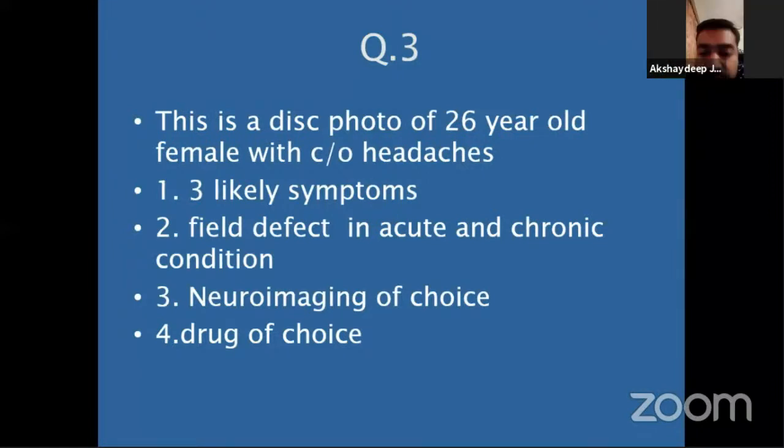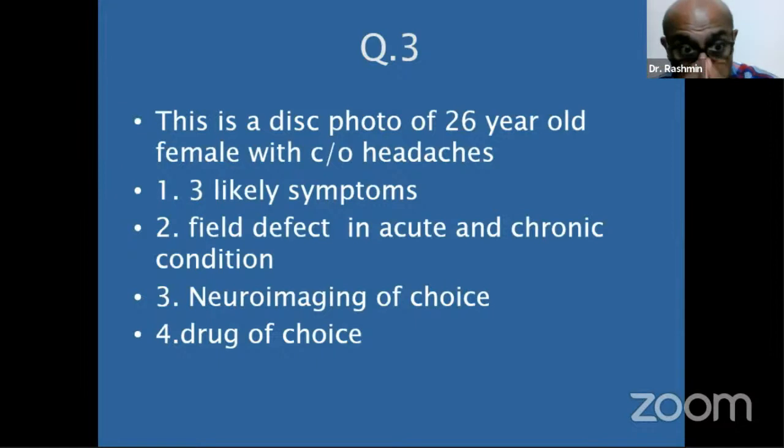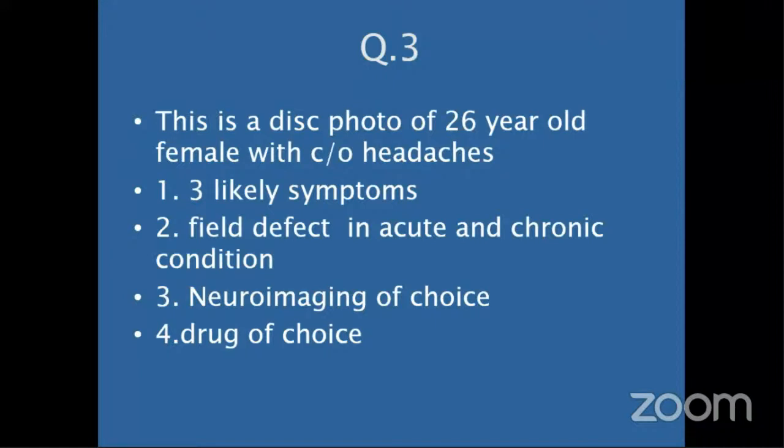So MRI should be done. Okay, Muskan, take all the questions. So this is a case of benign idiopathic intracranial hypertension. The three likely symptoms would be nausea, projectile vomiting, and headaches, and mild blurring of vision. And field effects in acute and chronic condition, enlargement of blind spot is characteristically seen in any papilledema case.